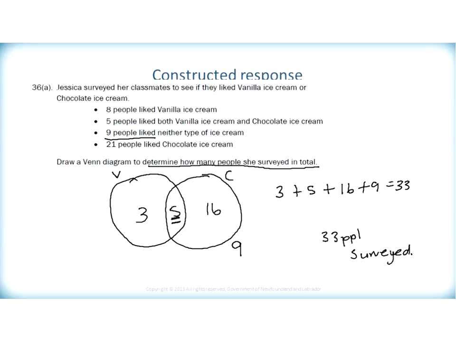How many people? Let's ask some more questions. How would we interpret this Venn diagram? How many people only liked vanilla ice cream? The people who would only like vanilla would be 3. How many only like chocolate would be 16.